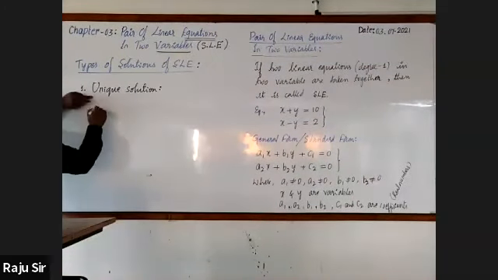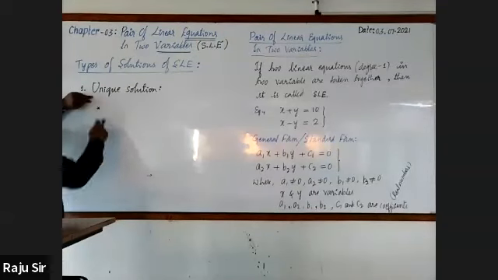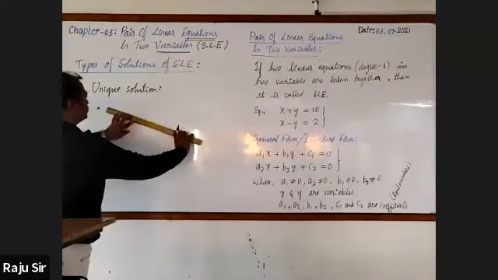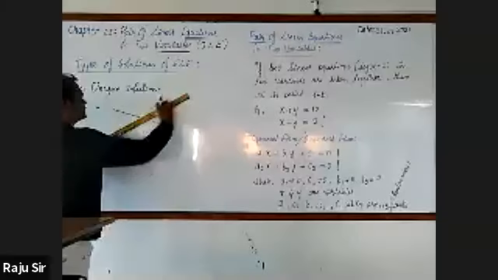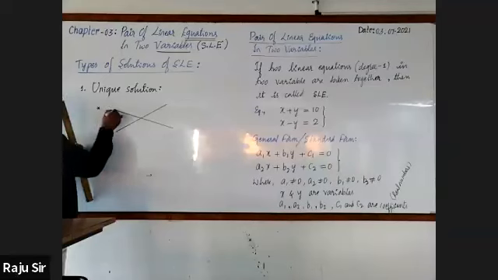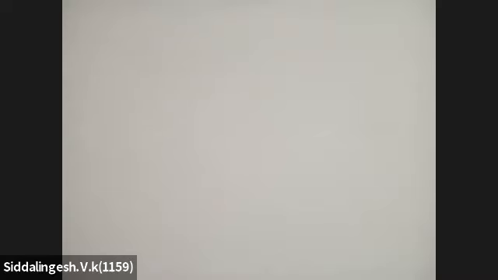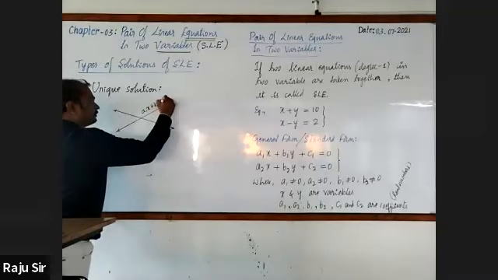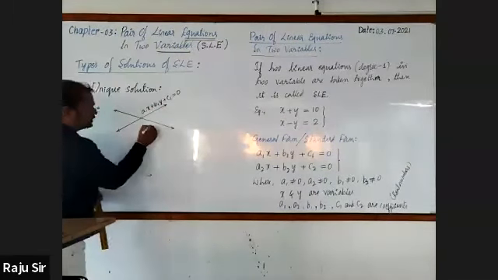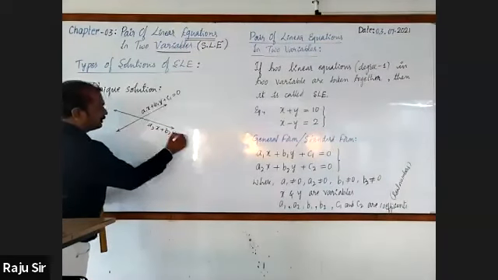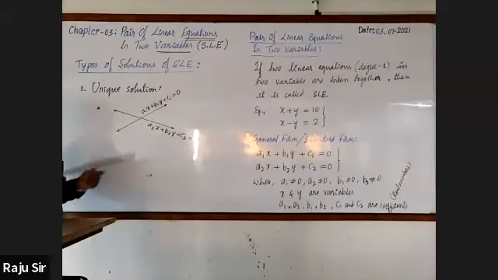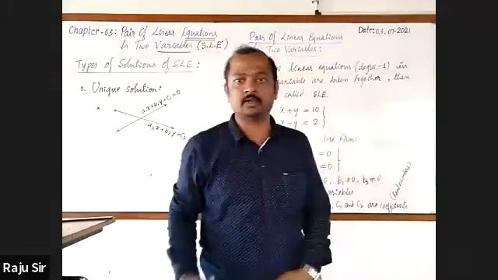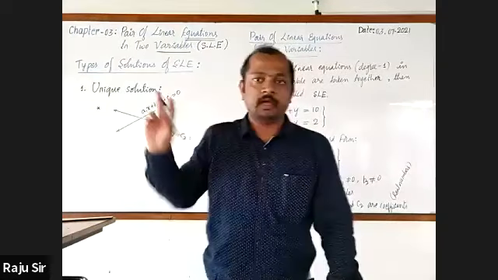In the case of a unique solution, the graphs of the linear equations will intersect each other. You have to remember this. Take a scale and pencil and draw the lines. The first one is a1x plus b1y plus c1 equal to 0, and the second one is a2x plus b2y plus c2 equal to 0. Both will intersect each other. Then we can say that it has a unique solution, that is, one particular solution. Have you got it?